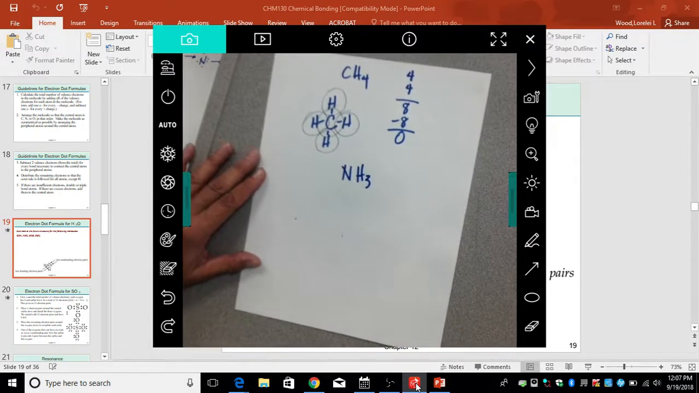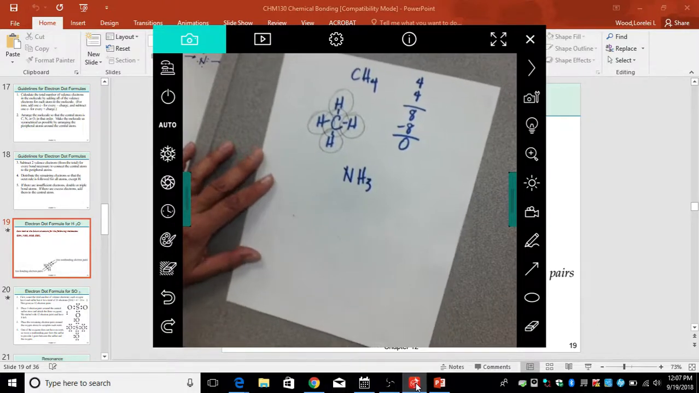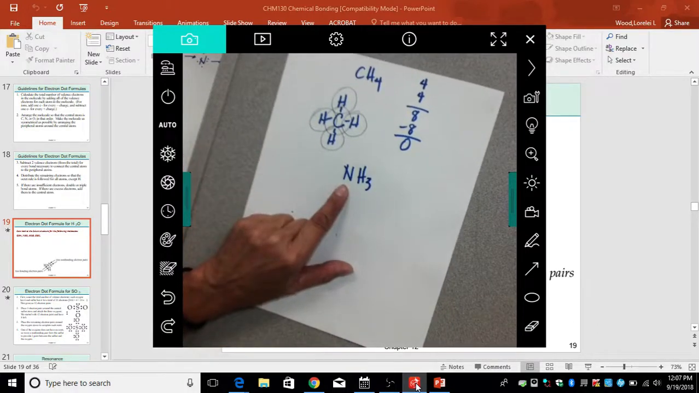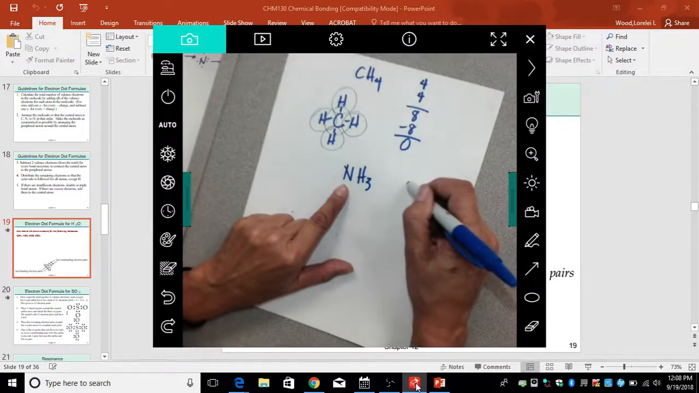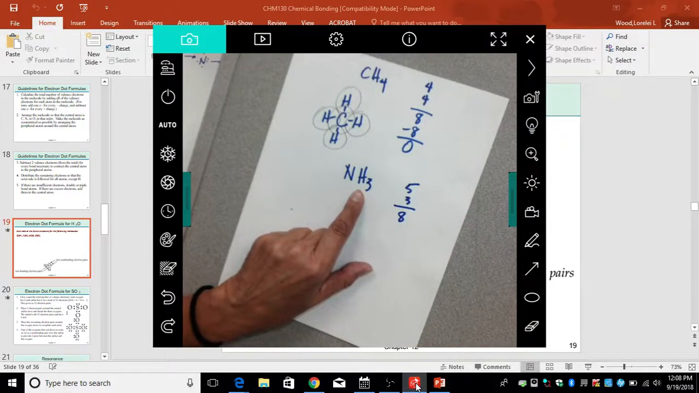Ammonia. Ammonia is NH3. That's the common name, not the IUPAC name, right? All right. So nitrogen has how many valence electrons? 5. Hydrogen has 1 each, and there's 3 of them, so that's 3. They don't always have 8. It's just the simple molecules that I like to start with have 8.